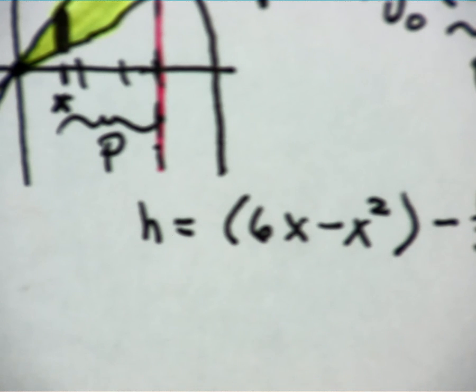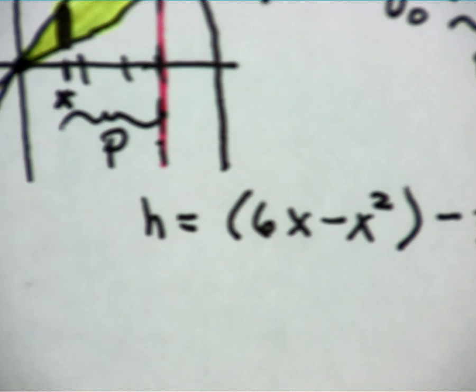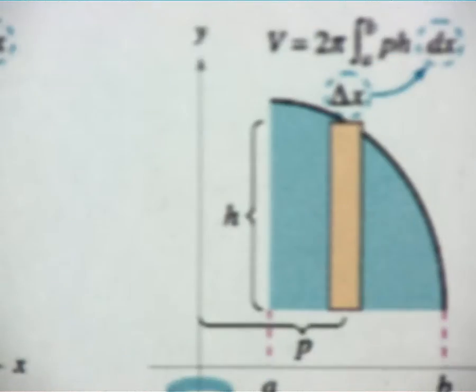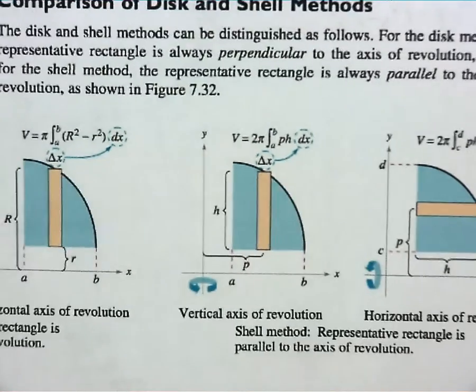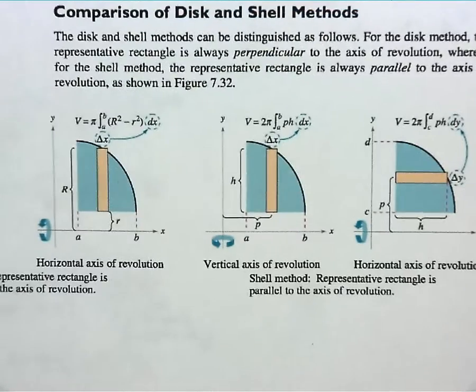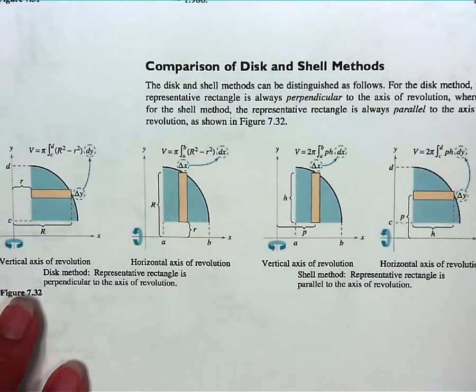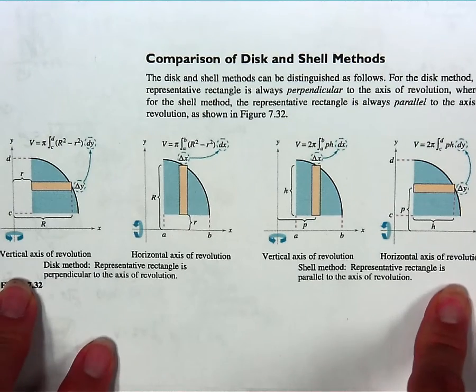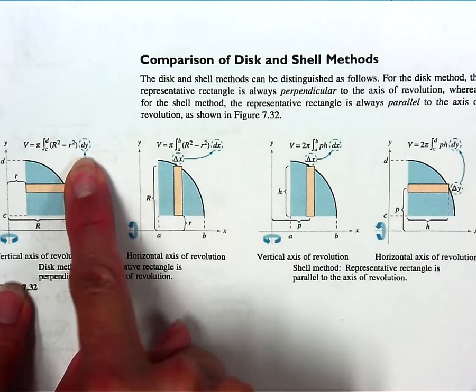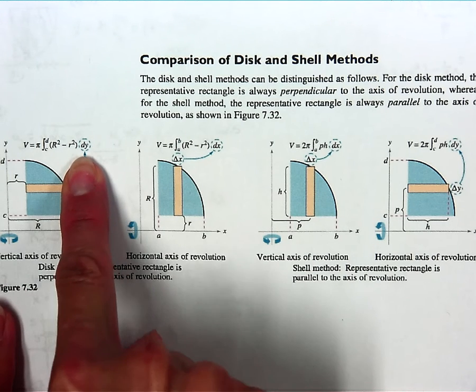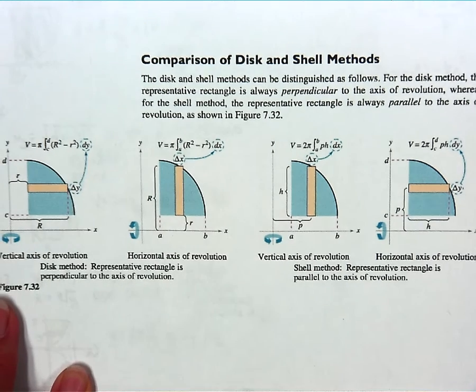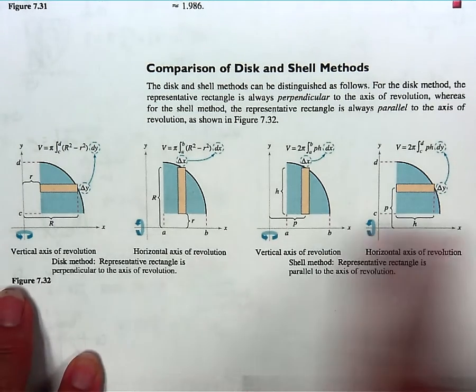That is pretty much summed up. Where is that summed up? In two places, actually. One of them is in your book. Here it is. I'm not sure what page that is in your book, but it's at the very end of 7.3, a little blurb comparison of disk and shell methods. And it's what we just said. If you have a function in terms of y, find this in your book and make a note in your notes. Make sure you study that page, because these 4 illustrations just sum up everything I just said.